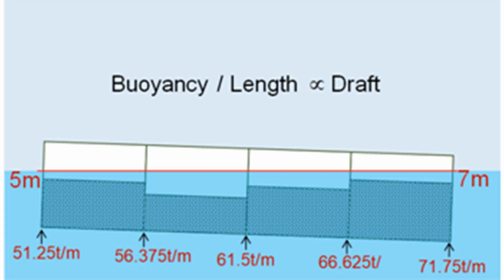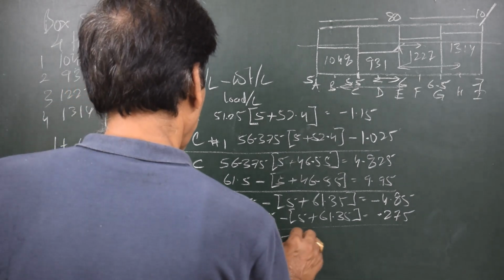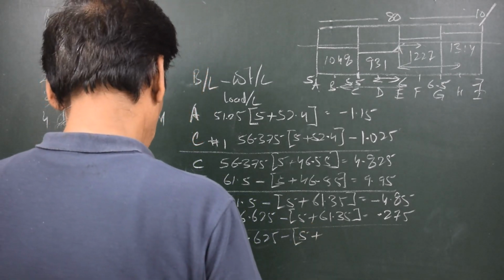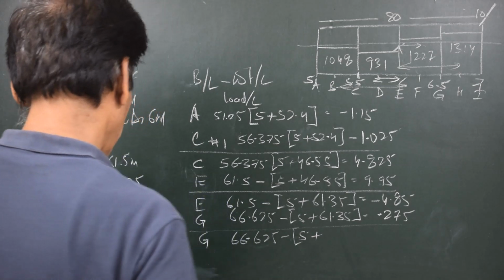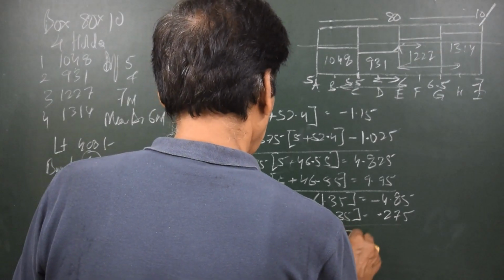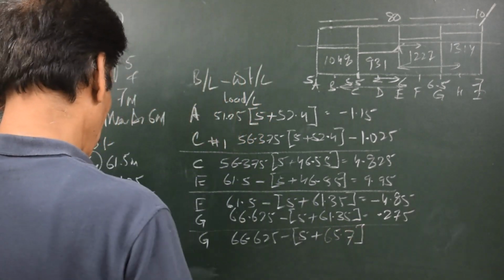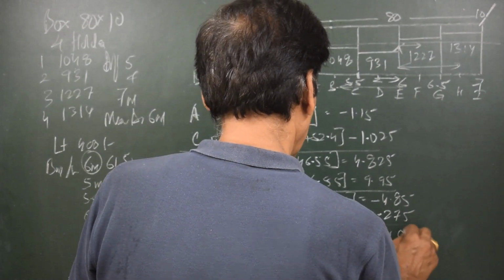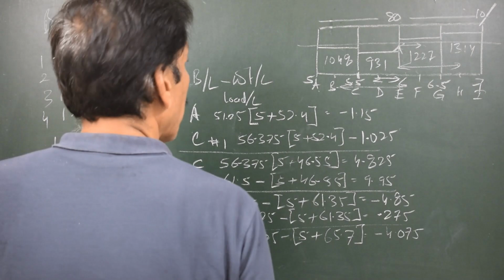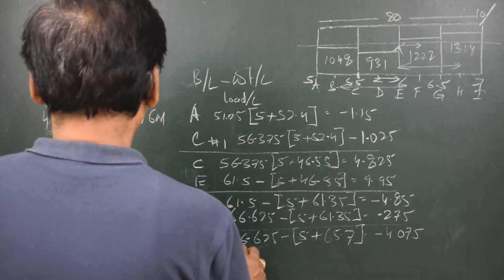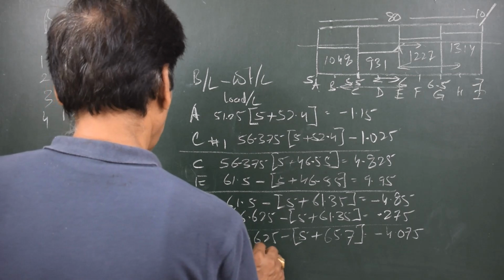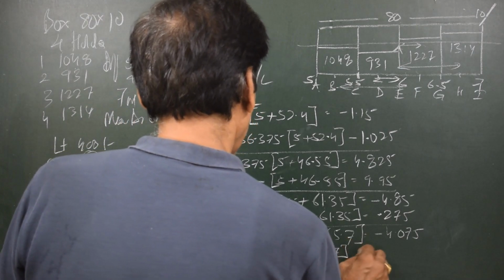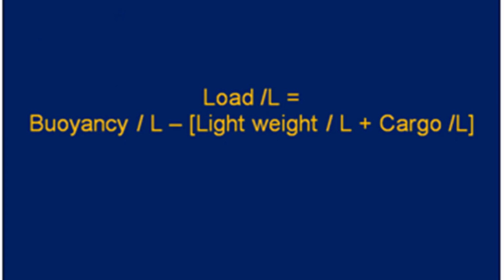And 66.625 minus 5 plus 1314 divided by 20 gives me 65.7. So that gives me minus 4.075. And then finally at I, it is 71.75 minus 5 plus 65.7. That gives me 1.05.